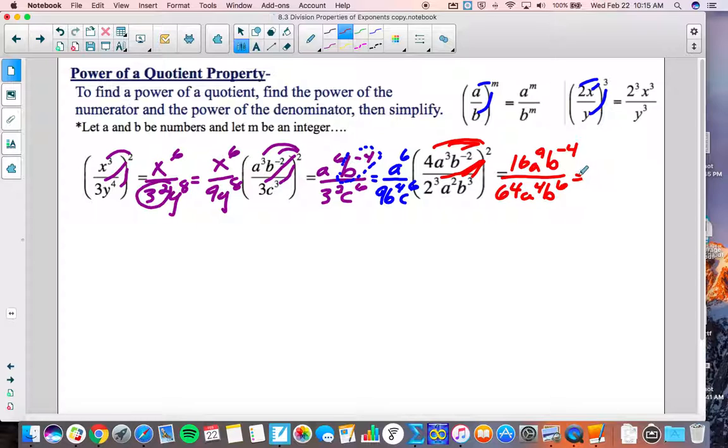Now we need to simplify this. So first look for any traitors. Here is a traitor. It's on the top, but it's a negative exponent, so it needs to go to the other side of the fraction bar. Actually, it needs to go to the bottom. So on the top, we actually just have 16 a to the 6th.